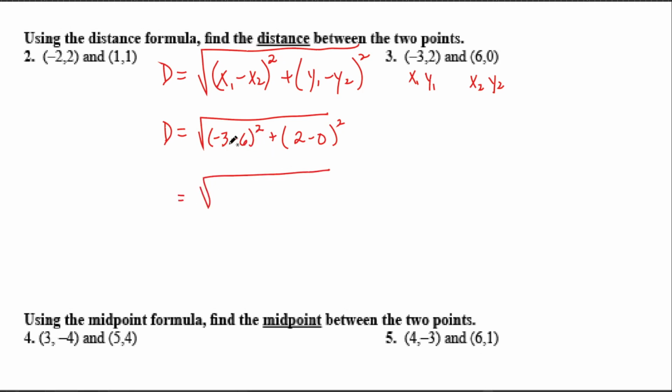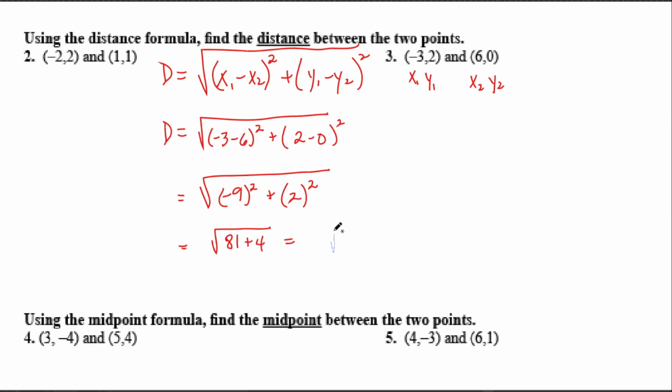Don't forget that. Let's figure out what this is. -3 minus 6 is what? -9, and you are squaring it. Plus 2 minus 0 is 2, and we're going to square that. Do you understand why it doesn't matter if it's negative or positive? Because -9 squared is what? Positive 81. Whatever. Okay, 9 squared is 81 as well. All right, so what do we got? Big old square root. That's what? 81 plus 2 squared is 4.